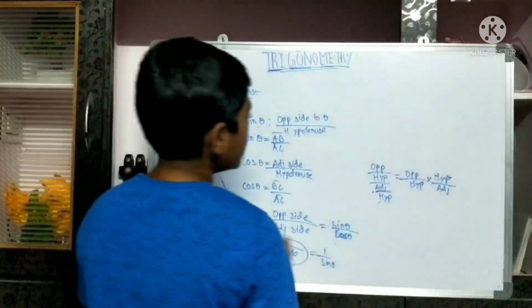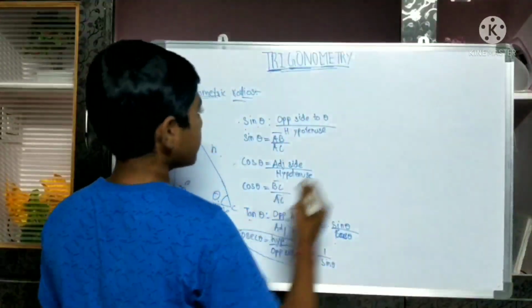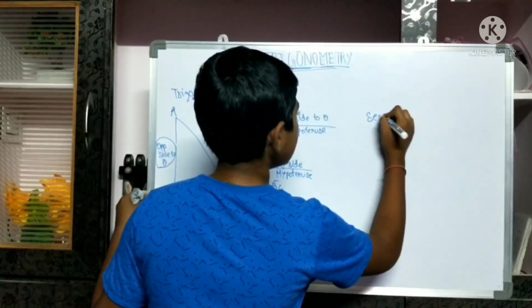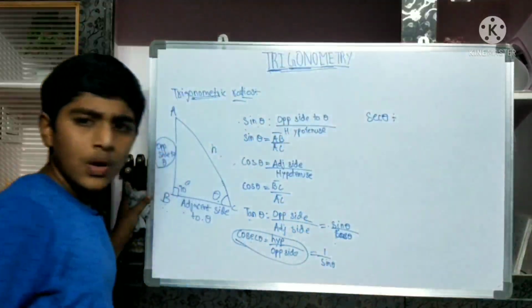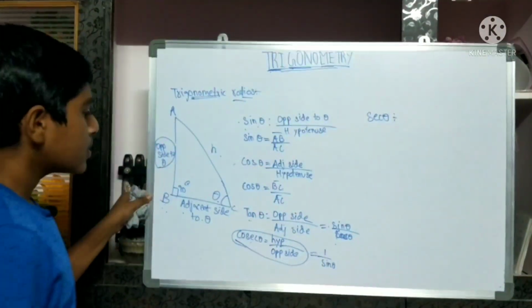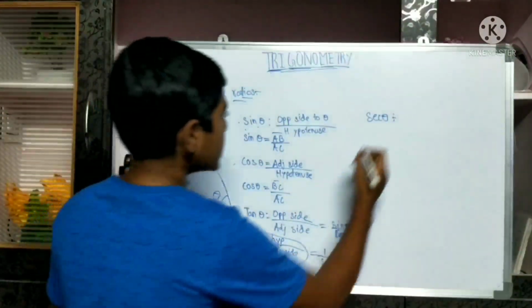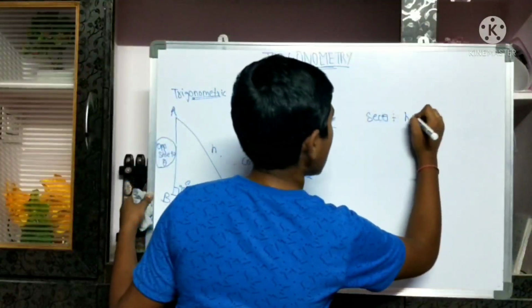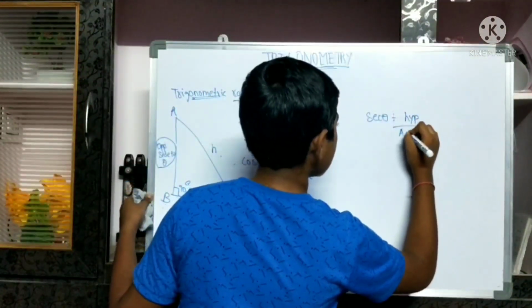And the next one is secant theta. What is secant theta? Here secant theta means the hypotenuse by the adjacent side.